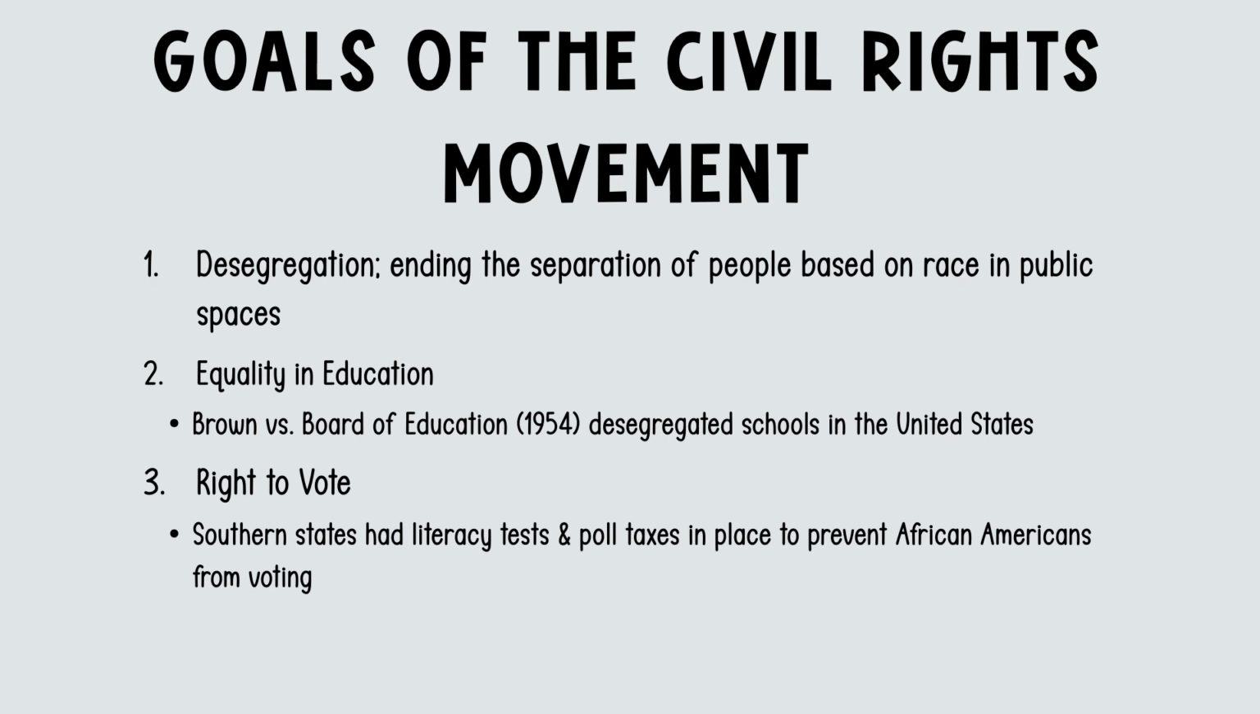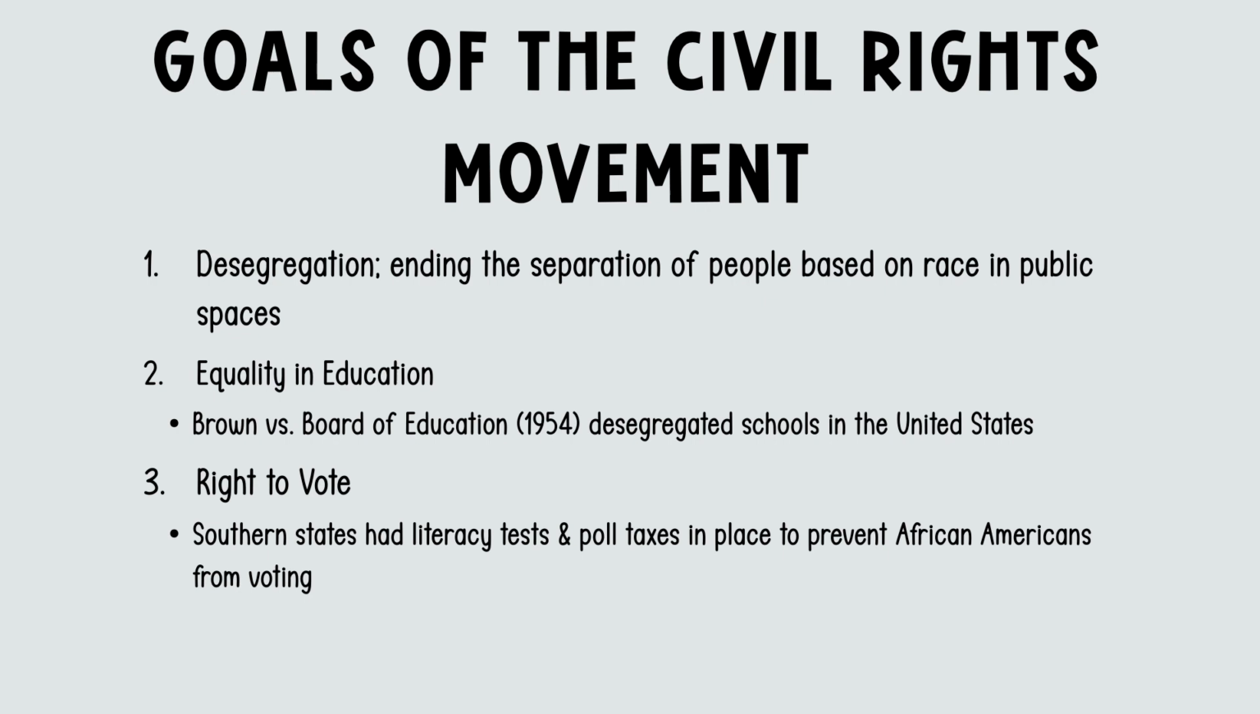Equality in education was another crucial objective of the Civil Rights Movement. One landmark case that played a pivotal role in advancing this goal was Brown v. Board of Education in 1954. This Supreme Court case declared that the segregation of schools based on race was unconstitutional. It was a monumental step towards ensuring that all children have equal access to quality education regardless of their race.